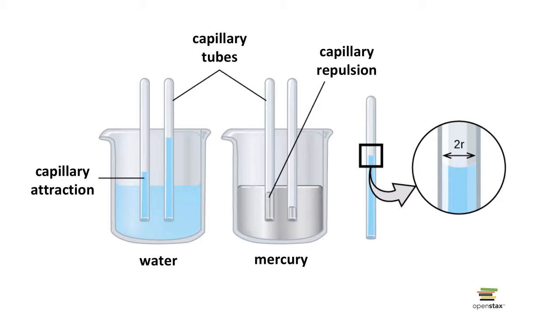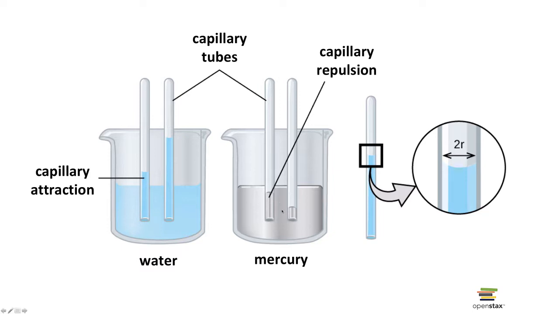Now, depending upon the relative strengths of the adhesive and cohesive forces, a liquid can actually rise in a capillary tube like it does in water, but it can also go down in a capillary tube, fall in a glass capillary tube like it does with mercury.